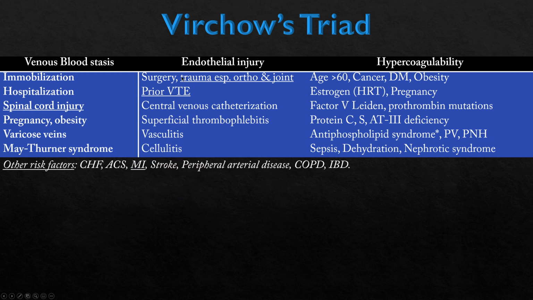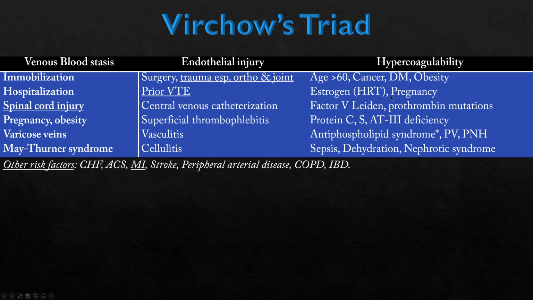Endothelial injury. Now, the most common thing is orthopedics and joint trauma and surgeries, prior DVTs or PEs, an injury to the vessel through a central venous catheterization, and other vascular problems as well. A hypercoagulability problem can occur in old age with cancer, diabetes mellitus, and obesity.